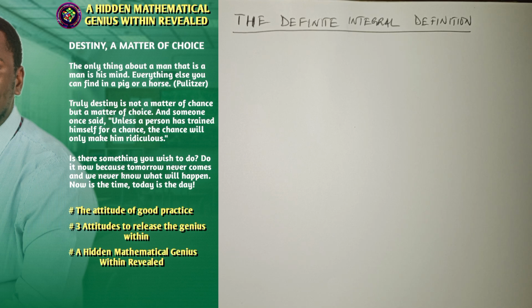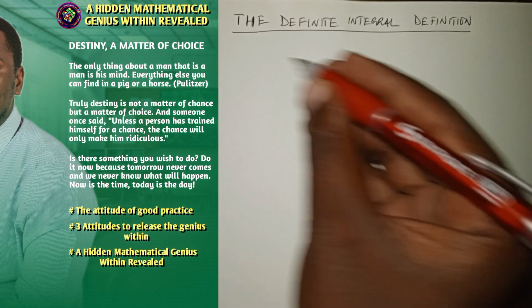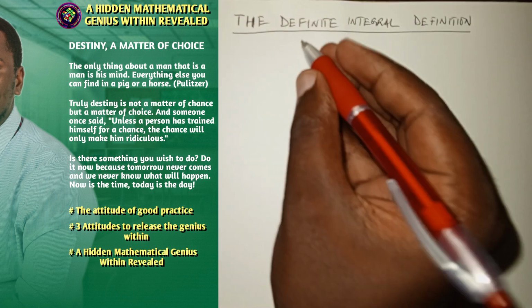Okay, on today's video we are going to look at the second definition of a gamma function. The second definition is called the definite integral definition, meaning we are going to use integration.